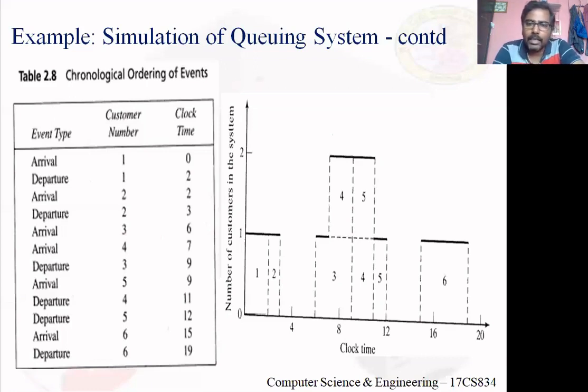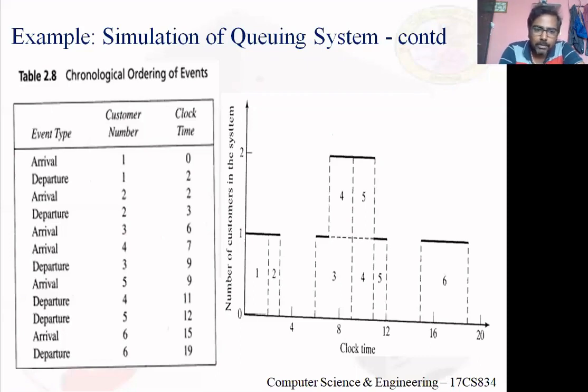The third customer will arrive. Next, at time 7, one more customer will arrive, that is the 4th. So look, from time 6 to 7, there was only one customer. But from 7 to 9, you just look, there are 2 customers, 3 and 4. Got it? Next, at time 9, what happened?